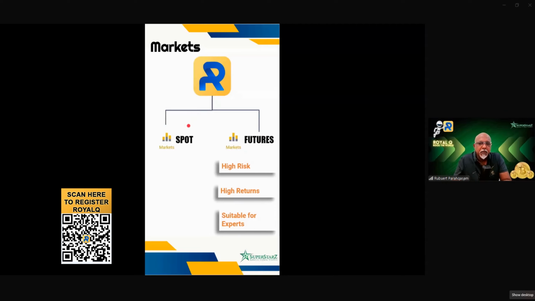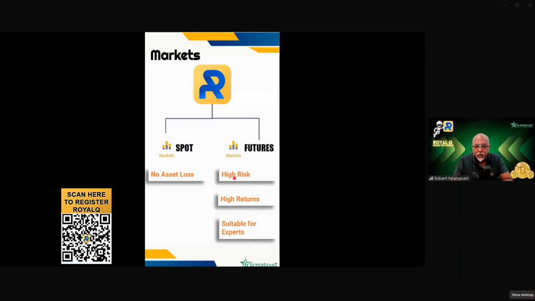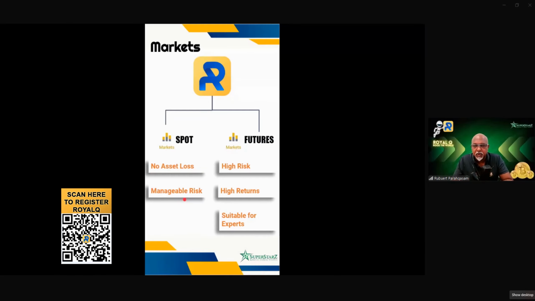What about the spot market? Well, the spot market is an amazing market, because in this market, you simply do not have any asset loss. How is that even possible? Let me explain that. Spot market, no asset loss. And since there is no asset loss, you can then manage the risk. You do not lose the asset, price is fluctuating, manageable risk.